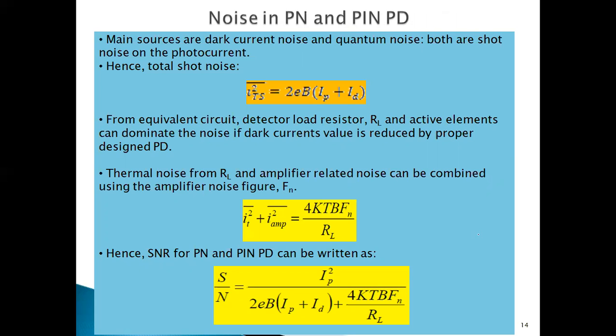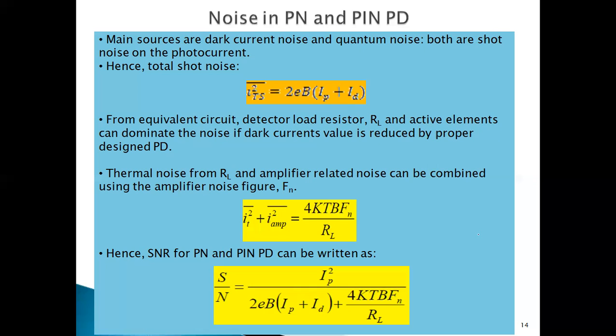So now we are going to learn about the noise calculation and also the signal to noise ratio calculation in your PN and PIN photodiode. Why do we combine these together? Because we have learned in chapter 5 that PN and PIN are almost similar. The only difference is that PIN is the improved version of the PN. So we can classify them together in terms of noise calculation and signal to noise ratio calculation.